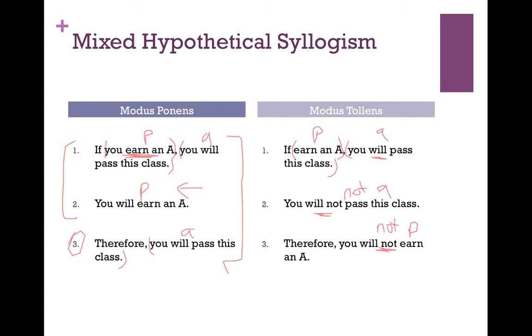Reductio ad absurdum just means reduction to the absurd, which is where you take what someone is saying and you say, well, look, if what you're saying is true, that leads to this absurd consequence. That absurd consequence is false. Therefore, what you're saying is false.